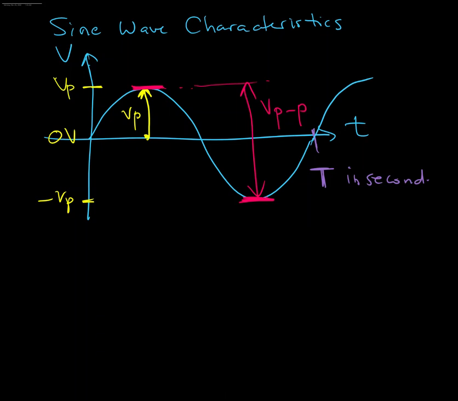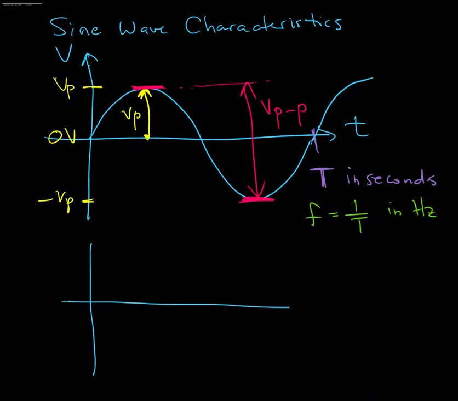Okay, so the period is in seconds, and if we know the period in seconds, we can calculate the frequency, which is 1 over the period, and that is in the units of hertz, which is 1 over seconds. Okay. Now let's see a little numerical example for this.